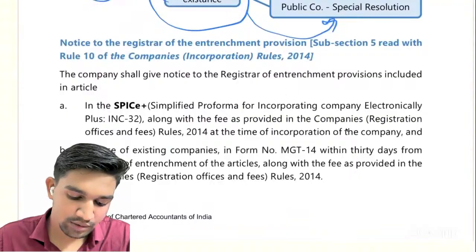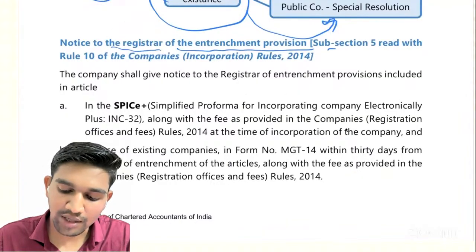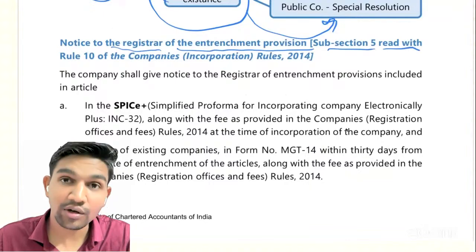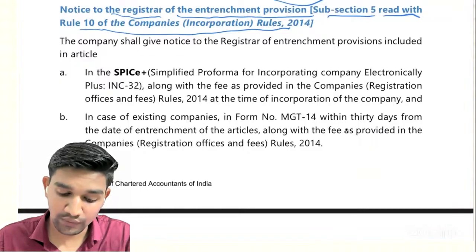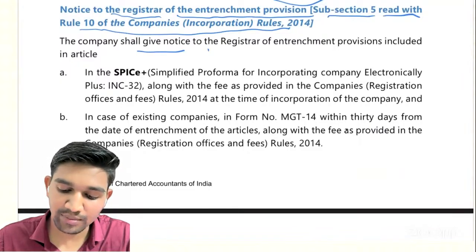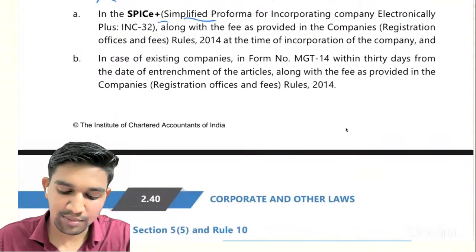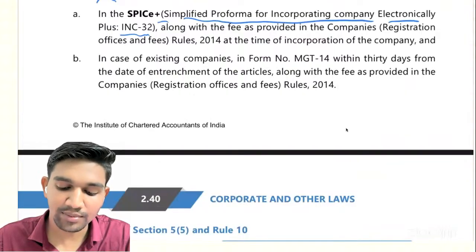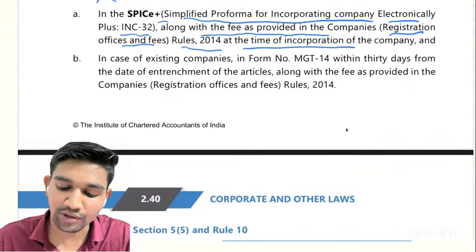Now, notice to the Registrar of the entrenchment provision, subsection 5, read with Rule 10 of the Companies Incorporation Rules 2014. The company shall give notice to the Registrar of the entrenchment provision included in the articles in SPICe+, the simplified program for incorporating the company electronically plus, INC-32, along with the fee as provided in the Companies (Registration Offices and Fees) Rules 2014 at the time of incorporation of the company.